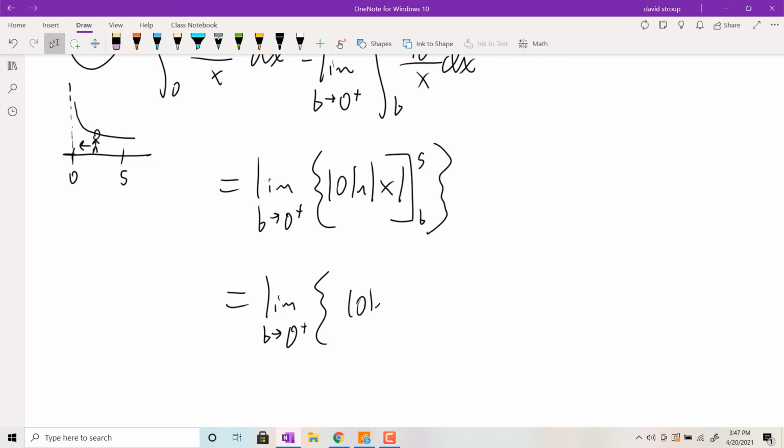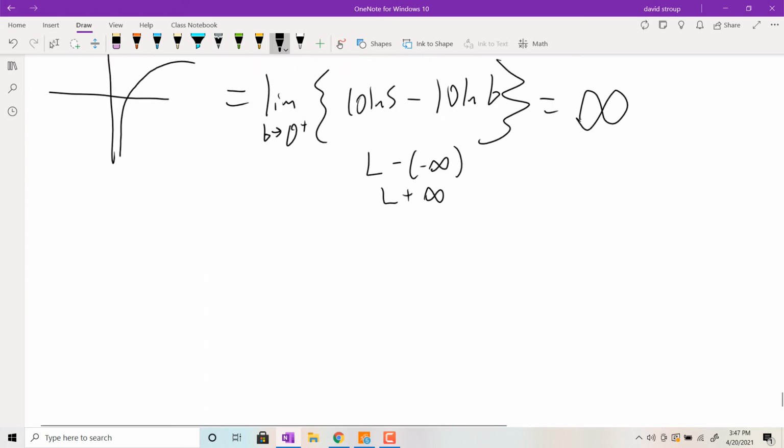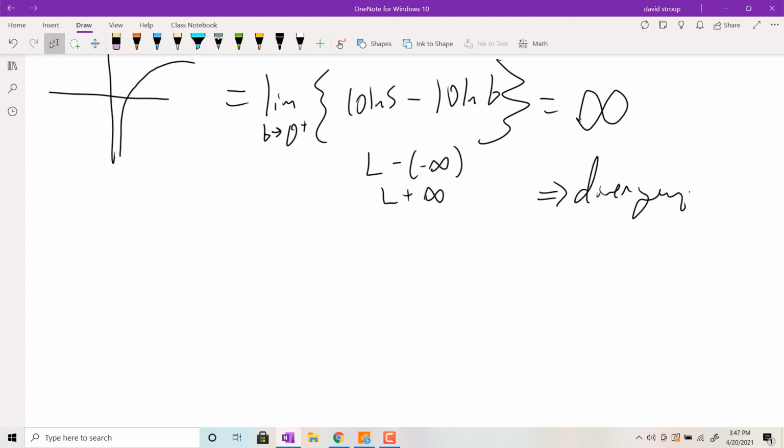And you get 10 ln 5. And then plug in b. So 10 ln b. And on the natural log function, as you go to 0 from the right, the natural log will go to negative infinity. So what you're ending up with is L minus negative infinity, which will be L plus infinity, which will be infinity. Okay? And that implies divergence. Okay. So improper integral stuff.